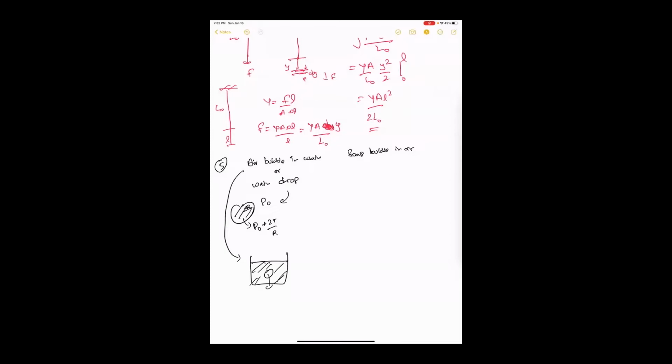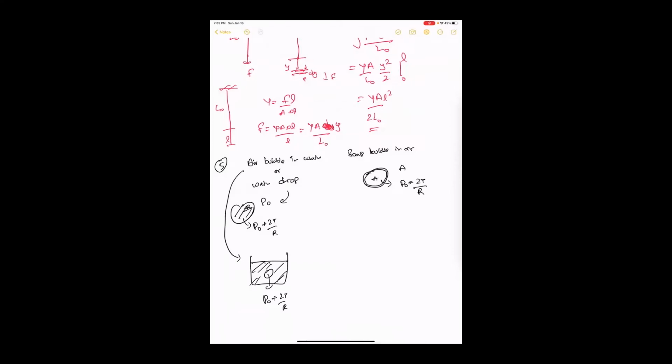So even in this, the pressure is P naught plus 2T by R in both these cases. If there is a soap bubble, outside is air, inside is also air. So we will have two surfaces, one inside surface, other outside. So pressure will be P naught plus 2T by R.